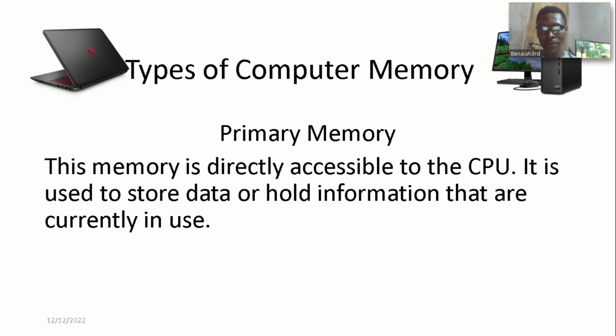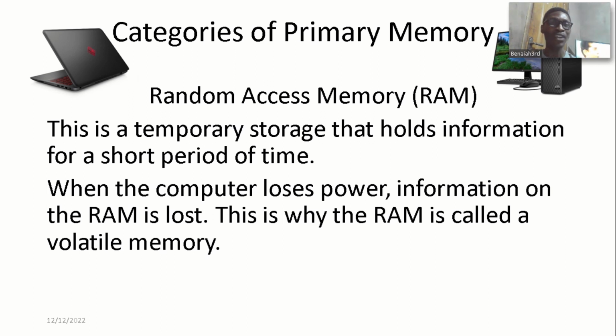When you talk about the primary memory, it is the one that is directly accessible to the CPU, and it is used to store data or hold information that are currently in use on the computer. It is the inbuilt memory of your computer, the one that you cannot remove. That's your primary memory. Now, we have categories of primary memory. The first category of primary memory is the random access memory that we know as RAM.